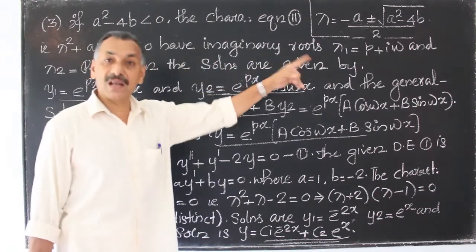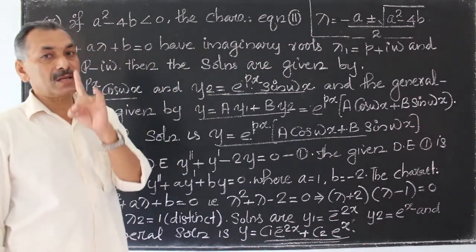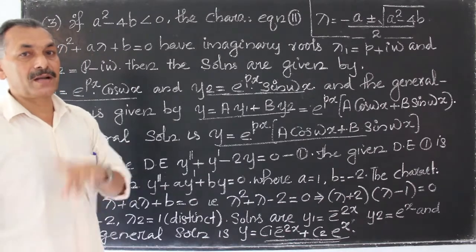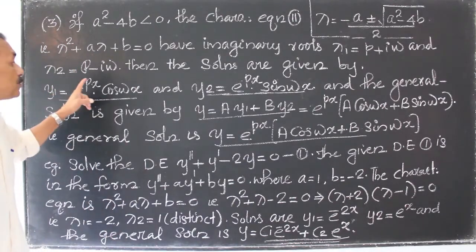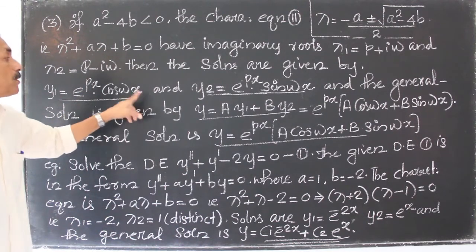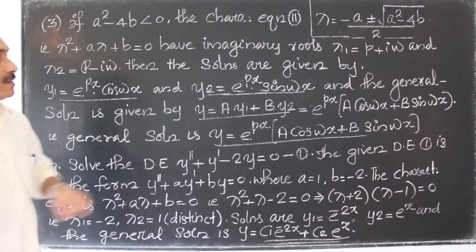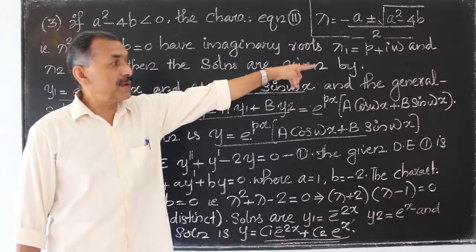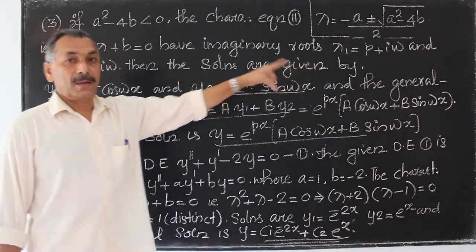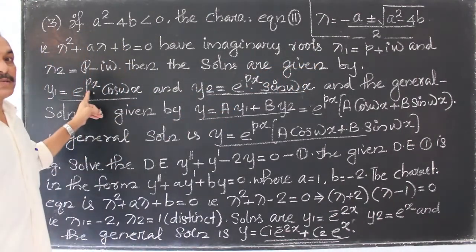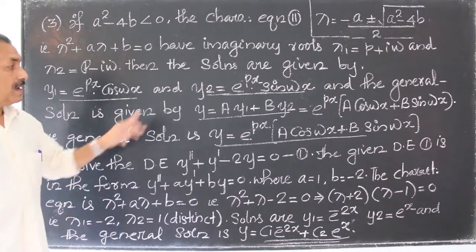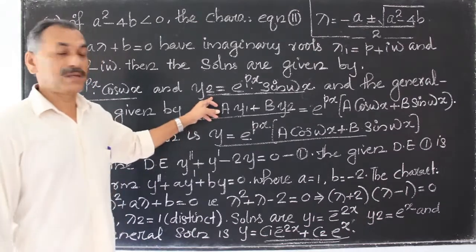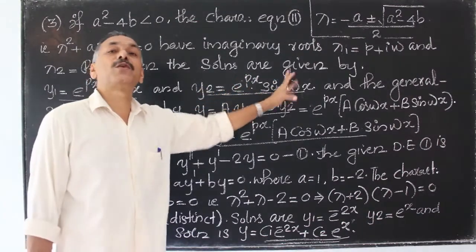Then the solutions are given by p plus i omega and p minus i omega. Now y1 is equal to e raised to px into cos omega x, where p is the real part and omega is the imaginary part. And y2 is equal to e raised to px into sin omega x.